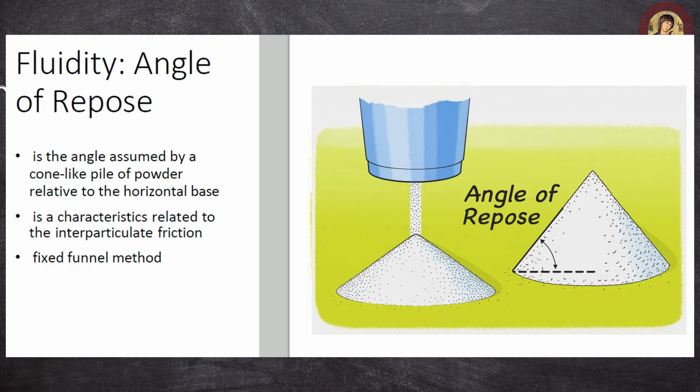In the lab, we measure this using the fixed funnel method. We allow the powder to pass through a funnel of known height, let it form a pile, then measure the height and radius of the cone. Using simple trigonometry, tangent theta equals height over radius. We calculate the angle. In pharmacy, this test is crucial because good flow means smooth tablet compression, uniform filling, and consistent dosage, while poor flow can lead to weight variation, segregation, and product defects.